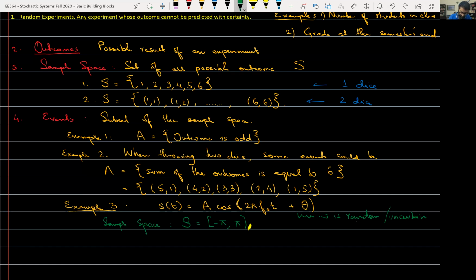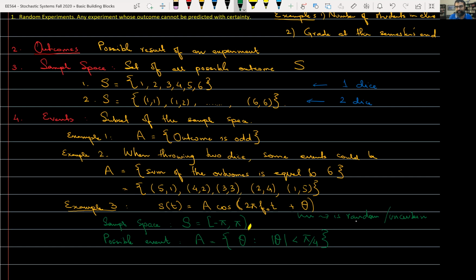So a possible event here could be A, the event that when you do the experiment, theta turns out to be equal to a value which is less than pi by 4. The absolute value of that is less than pi by 4. Okay? So that's an event, and you could have many more.